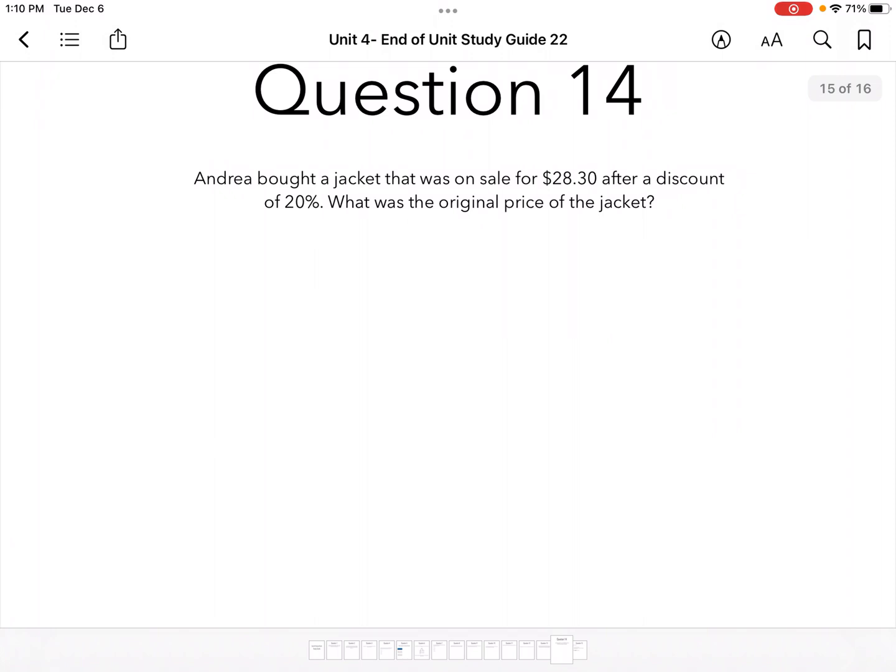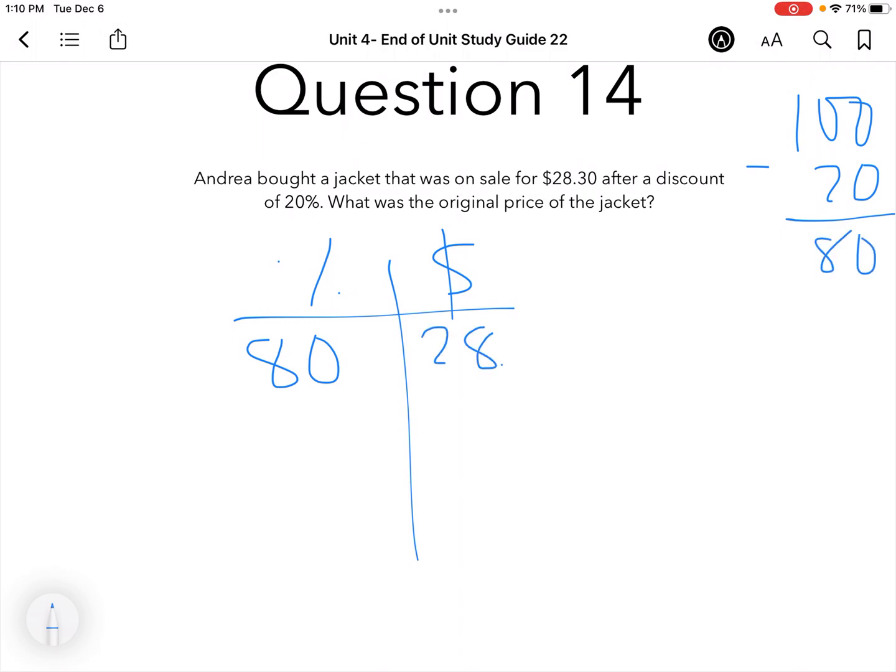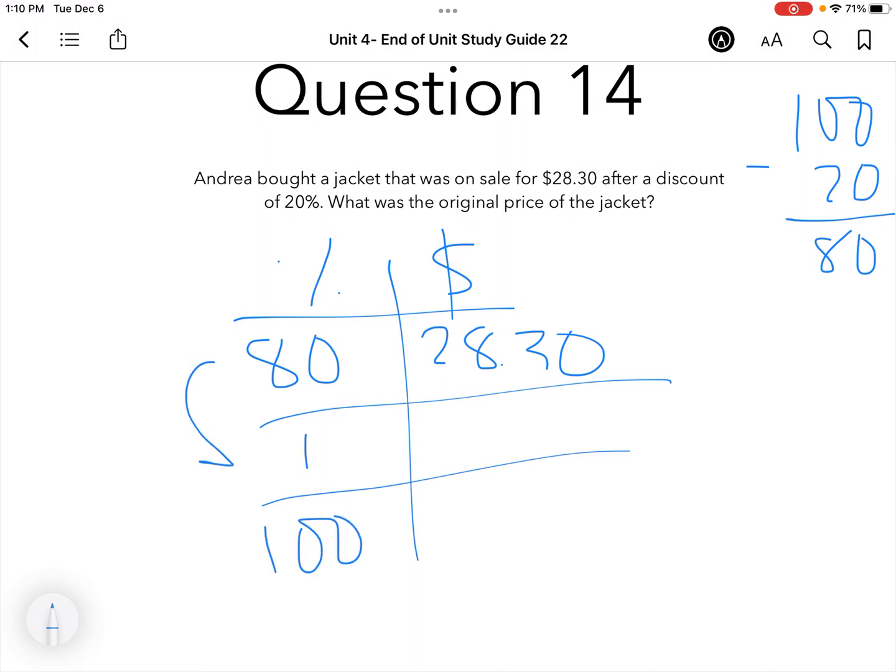Andrea bought a jacket on sale for $28.30 after a discount of 20%. What was the original price for the jacket? So I know that 80% is what I'm starting with because I have 100 minus 20. So that means I paid 80%, and that's $28.30. And I'm looking for 100%. So I'm going to divide by 80. So $28.30 divided by 80.